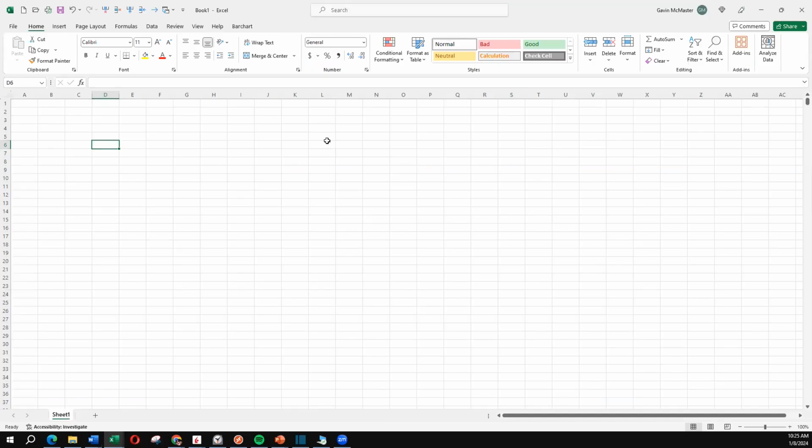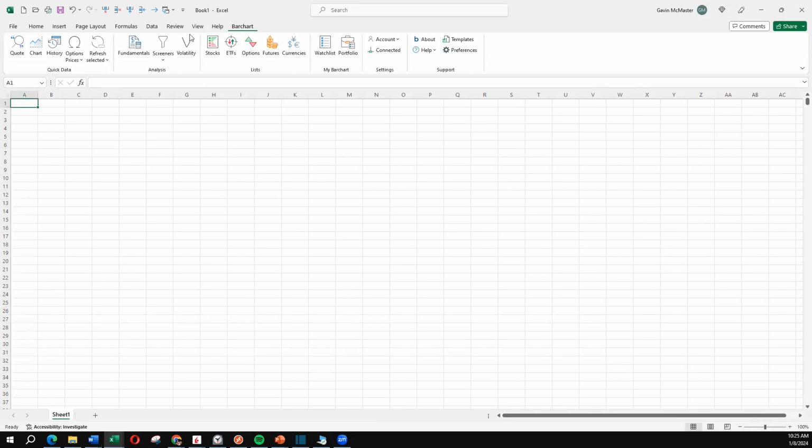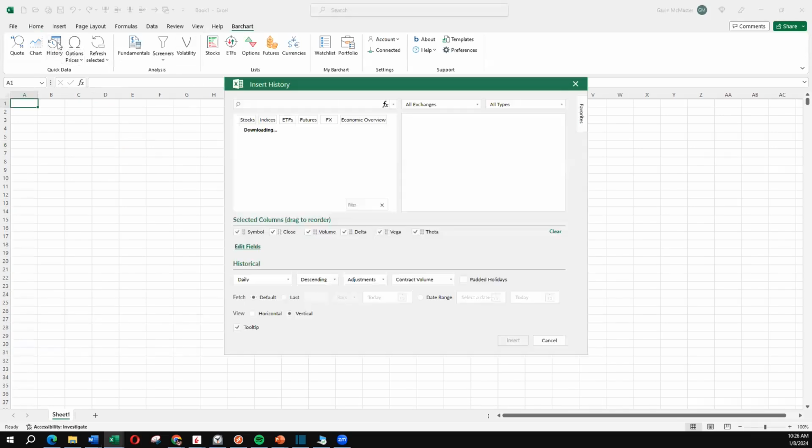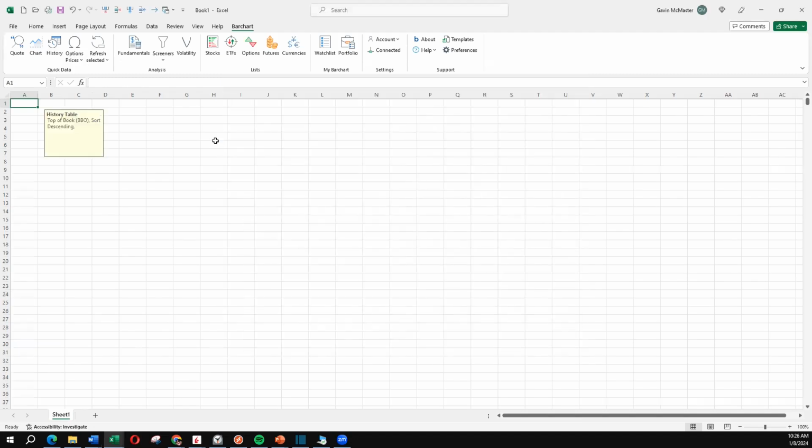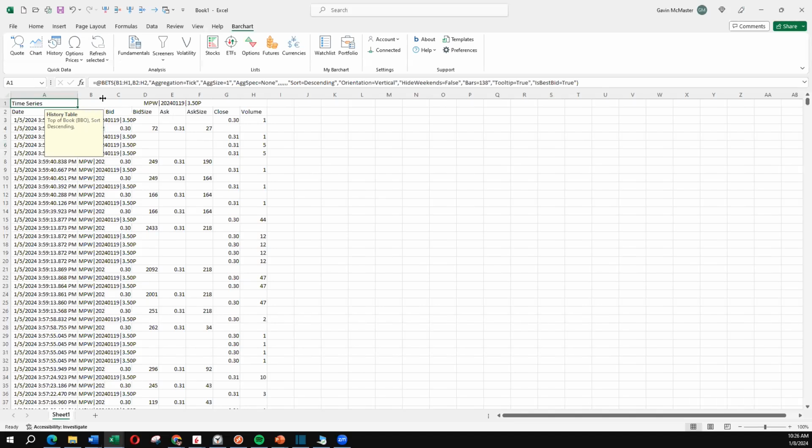So the first one was MPW, a $3.50 put for the January 19th expiration. So what I'm going to do is go into my Barchart Excel. I'm going to go to history, type in the ticker. We'll go to options, and our expiration was January 19th. I'll just double click that, and it was the $3.50 put. Double click that, and then we'll go to top of book and insert. And this is going to bring in all our time and sales data for this particular stock.